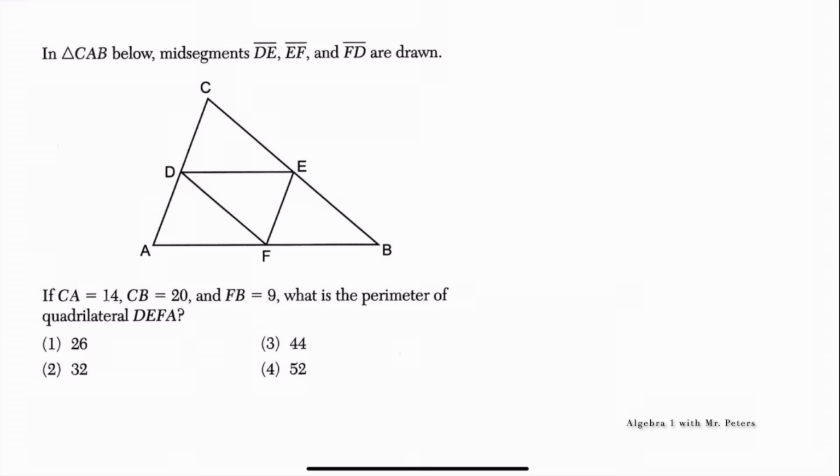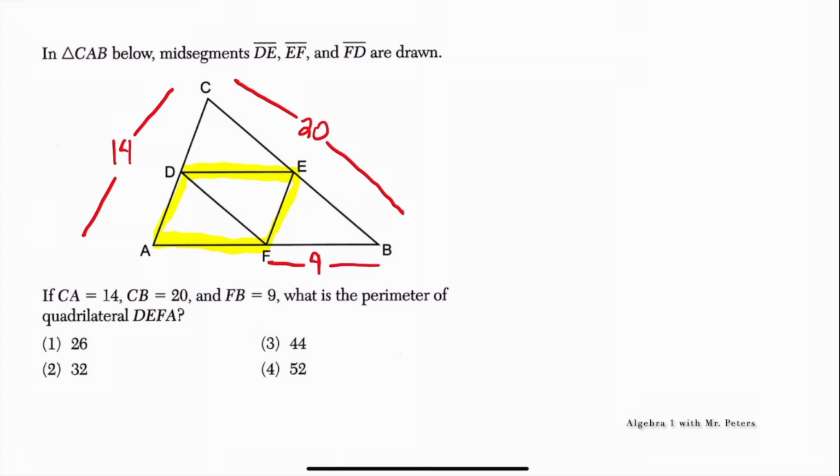In problem number 8, they tell us that triangle CAB has midsegments DE, EF, and FD. They say if CA is equal to 14, CB is equal to 20, and FB is equal to 9, what is the perimeter of quadrilateral DEFA? So this is what we're focusing on. And when we fill in the relevant information, this side is 14. We know CB is 20, and we know FB is just 9.